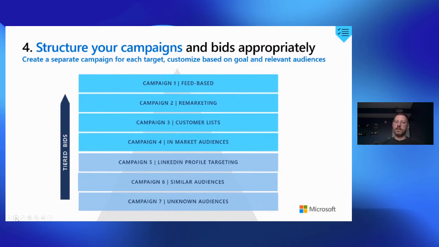Make sure you also tier your bids across your campaigns. So larger upper funnel audiences such as in-market should have lower bids, while the highest bid should be reserved for your smaller low funnel audiences that will have the highest probability of converting, such as remarketing.